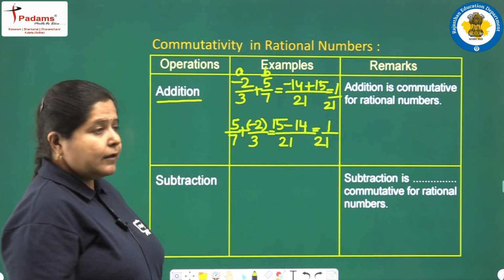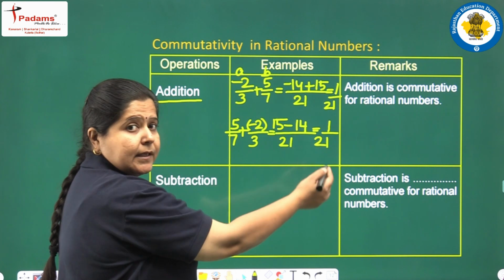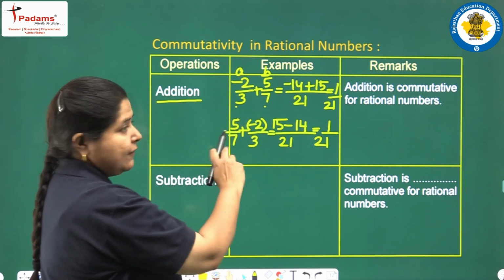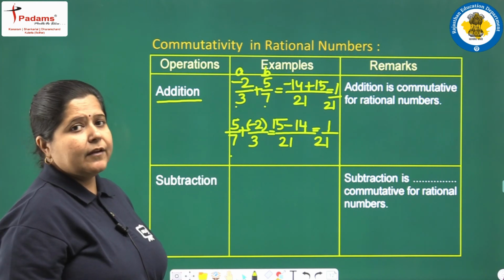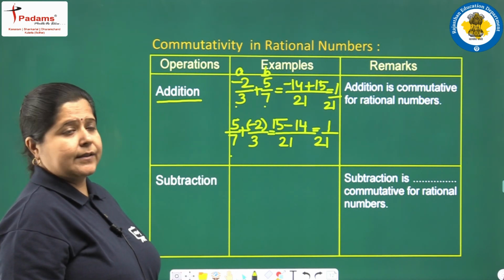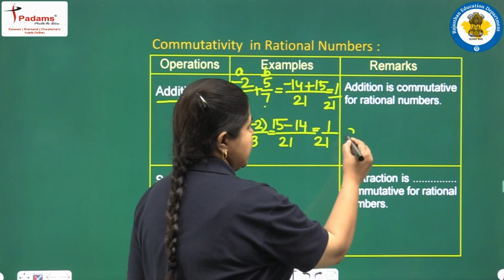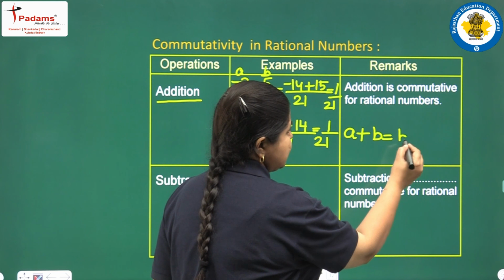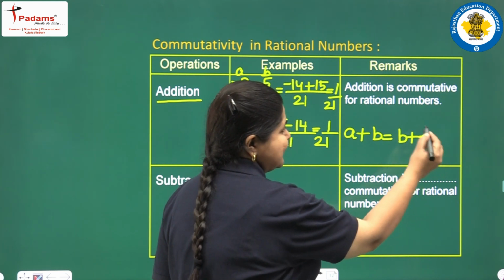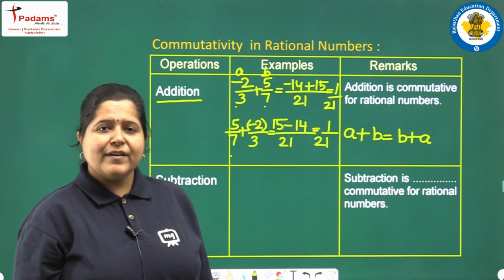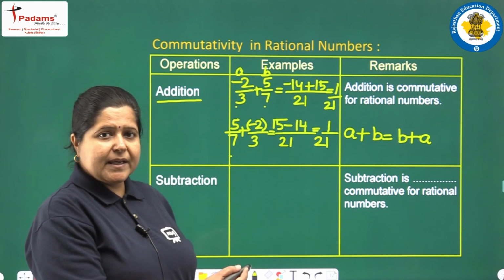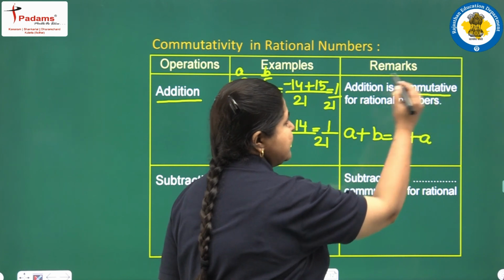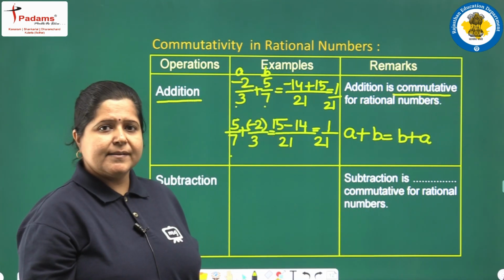What do you see? We are getting the same answer when we add either a plus b or b plus a. If we change the order of the numbers, we are getting the same result. So we can say for rational numbers a plus b is equal to b plus a. So addition is commutative for rational numbers.